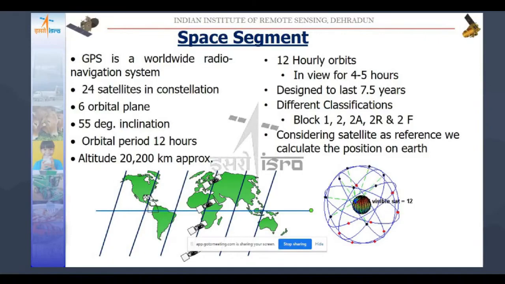When we have 20,000 kilometers, it is a medium Earth orbit. And for an imaging satellite, which takes pictures of the Earth, we have to put it closely, so generally 700-800 kilometers. Our IRNSS is at 36,000 kilometers. Remember this. GPS has a 12-hourly orbit, with satellites in view for 4 to 5 hours, designed to last 7.5 years. It was launched in different blocks like 1, 2, 2A, 2R, 2F. Considering the satellite as a reference, we calculate the position on the Earth.